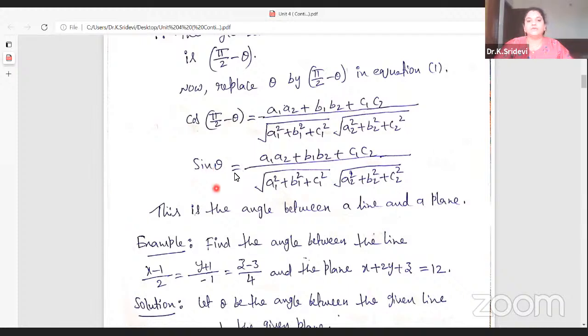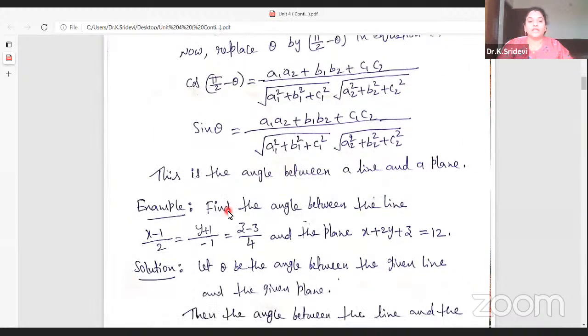Sin theta is equal to the same, (a1 a2 plus b1 b2 plus c1 c2) divided by the square root of (a1 square plus b1 square plus c1 square) into the square root of (a2 square plus b2 square plus c2 square). So remember this one. Theta is equal to sine inverse of this, and that is the angle between a line and a plane.